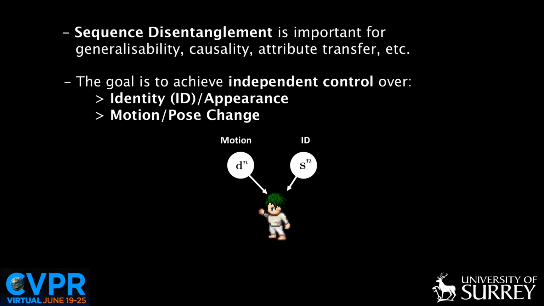Disentanglement is a relevant and ongoing goal for the field of machine learning, which is important for a range of tasks including generalizability, causality, attribute transfer, and many others. The goal of VDSM is to achieve disentanglement between the identity and the motion aspects of objects in video sequences.